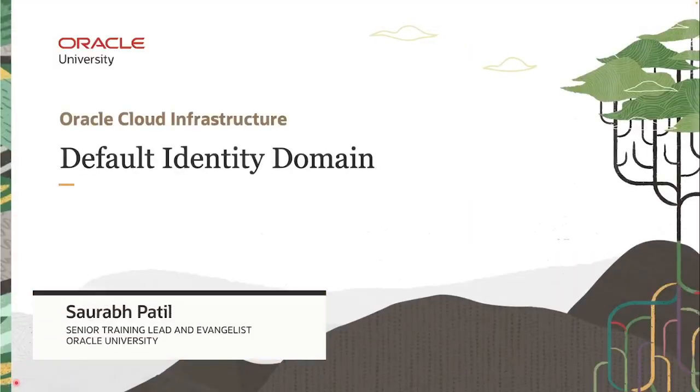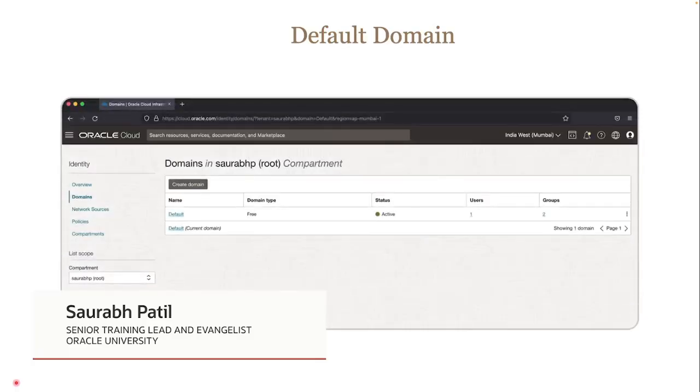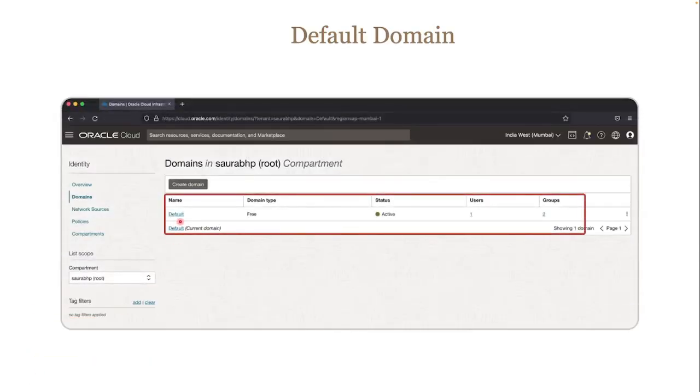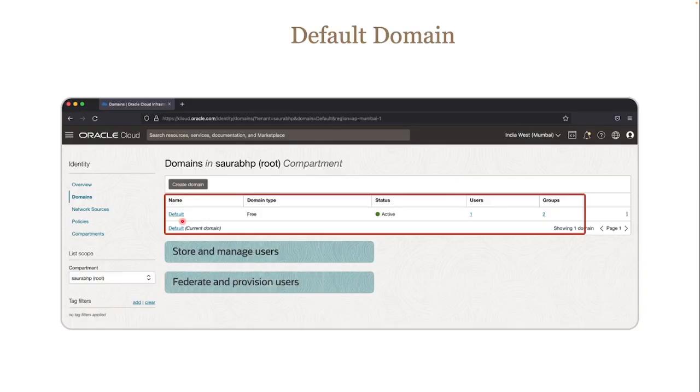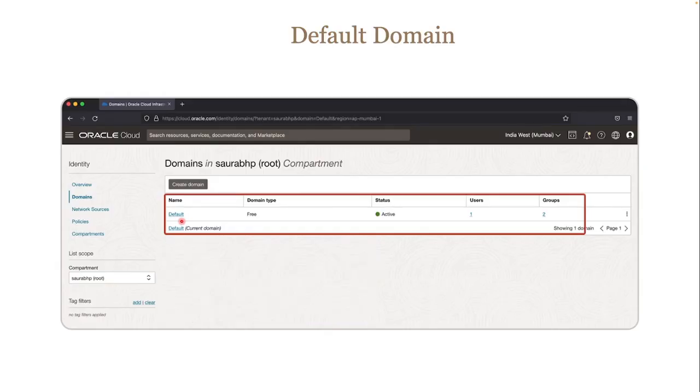Welcome back to this lesson on default domain. When you create an OCI tenancy, your first identity domain, known as default domain, is created by default. And as we know, an identity domain is a container to store and manage users and their roles, as well as to federate and provision users and keep application integration secure using SSO or protocols like SAML or OAuth. And as you can see, this default domain has been created in the root compartment of your tenancy. And you can use it for any users, groups, or applications that you want to create or integrate in the root compartment of your tenancy.